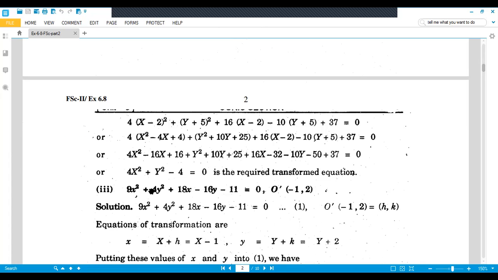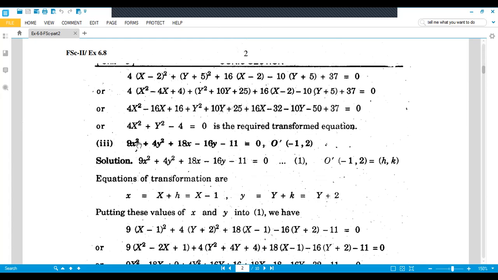In the third part you are given 9x square plus 4y square plus 18x minus 16y minus 11. Look, the value of h is minus 1 and the value of k is 2. So small x you replace with capital X plus h, this is capital X minus 1, and small y you replace with capital Y plus k, and k is already given as 2. So we substitute these values in equation number 1. In place of x square we put (X minus 1) whole square, in place of y square (Y plus 2) whole square, in place of x, X minus 1, and in place of y, Y plus 2, minus 11.